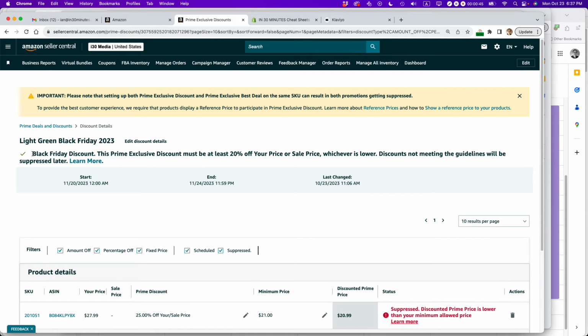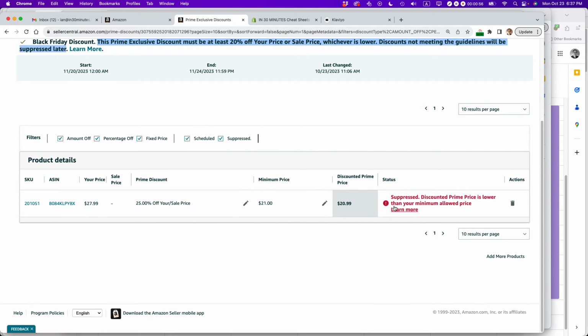So at the very top of this particular page, it says this Prime exclusive discount must be at least 20% off your price or sale price, whichever is lower. Discounts not meeting this guideline will be suppressed later. Okay. The other issue that comes up is suppressed. Discounted Prime price is lower than your minimum allowed price.